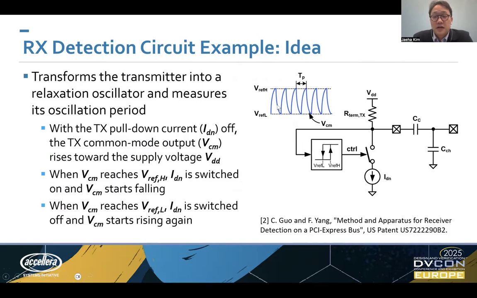But when the output voltage reaches the high side reference voltage, VREF-H, we have this feedback circuit turning on the pull-down current. And from then on, due to the voltage drop across this resistance, now the output voltage will start decreasing. Now, when that decreasing voltage reaches the low side reference voltage, VREF-L, then we turn the pull-down current off again. Then the output voltage starts rising again. Okay? So by switching on and off the current, the output voltage rises or falls, and we'll repeat that process. And basically, this is an oscillation circuit.